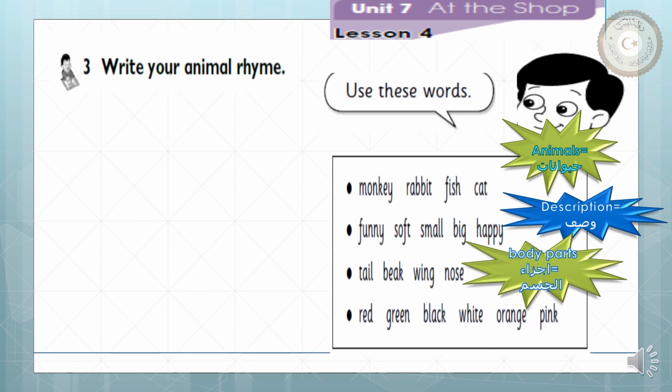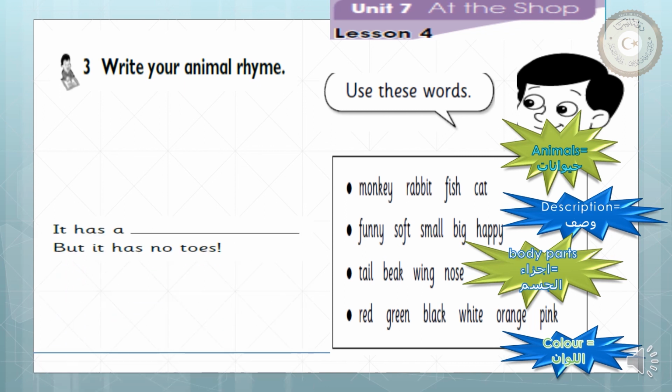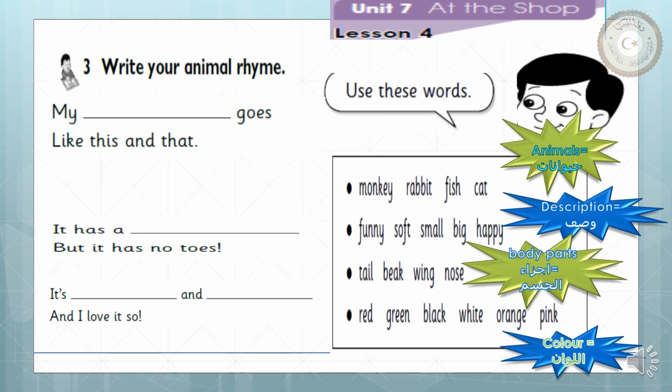Now check with me the last group of words. What do you think? These are colors. The first one is, can you read it? Red, green, black, white, orange, and pink. This is the last color. Now, let us check the rhyme. This is the first sentence, the second, the third.